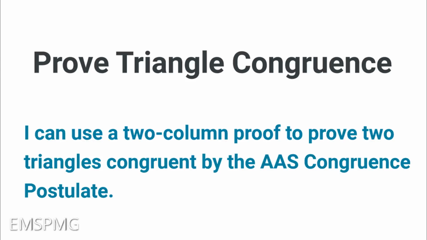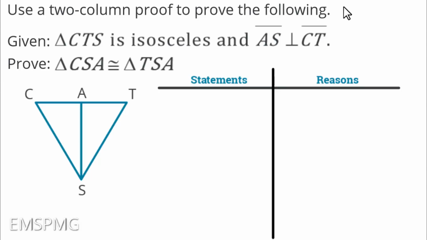In this video, we will prove triangle congruence. By the end, you should be able to say, I can use a two-column proof to prove two triangles congruent by the angle-angle-side congruence postulate. So our directions say use a two-column proof to prove the following.